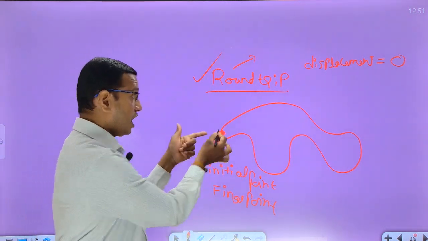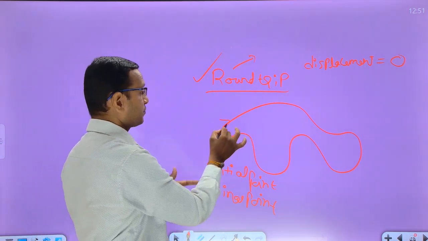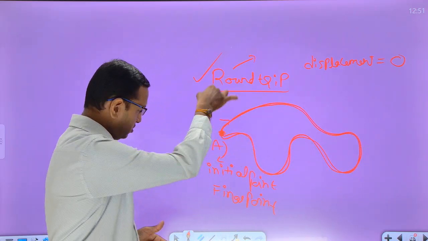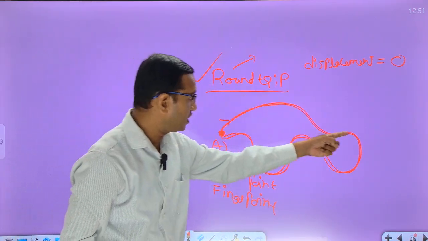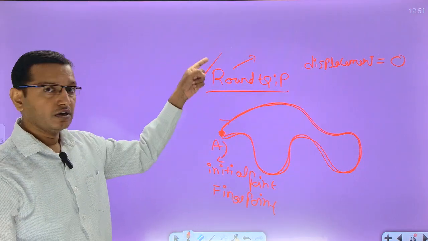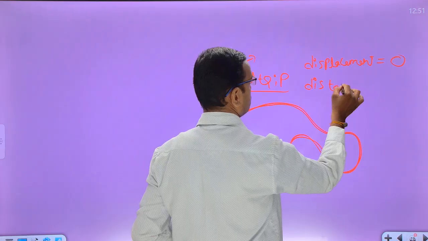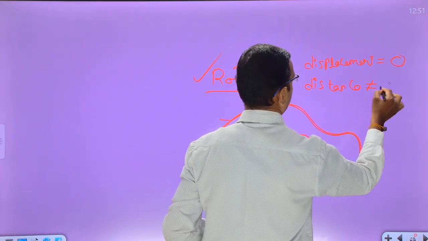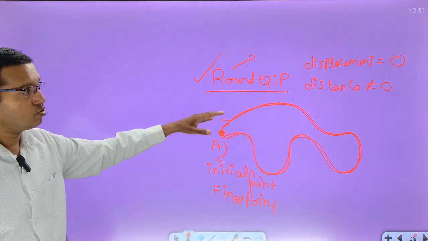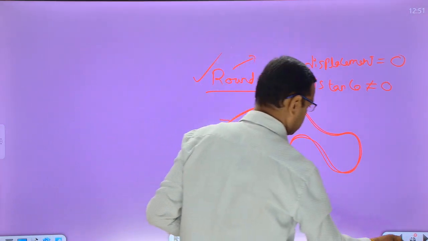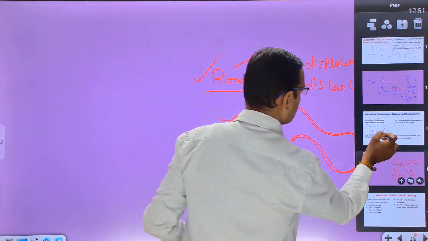Now what about the distance? I have covered a lot of distance here. I have moved through so many places and again came back to the same place. So I have covered a lot of distance. So distance will never be equal to zero. Very, very important. So remember, in a round trip, displacement will be zero and distance will not be equal to zero. Hope this is clear.